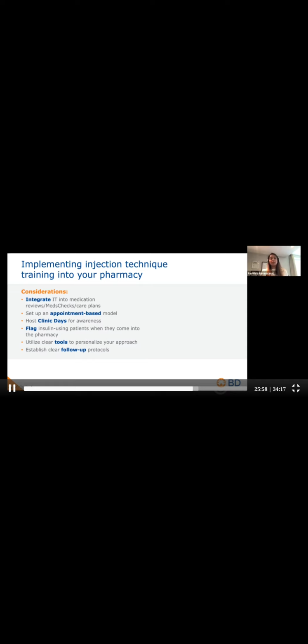I usually piggyback it to med checks so that you're doing 2 in 1 at the patient's convenience. The other thing you can do is host clinic days for awareness. I usually work with healthcare providers next door, in my circumstance, physicians. I let them know that over the upcoming month or a couple of weeks, I'll be hosting clinic days for diabetes awareness. If there are nearby healthcare providers, I try to integrate them as well, so there's more awareness in the community.